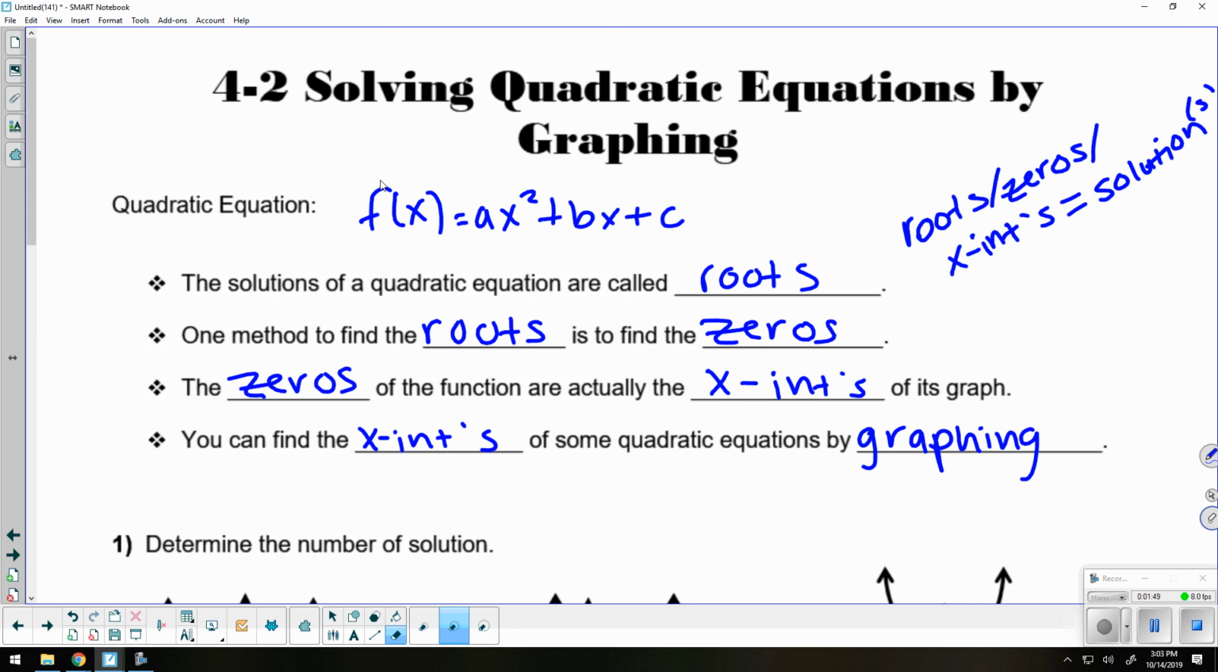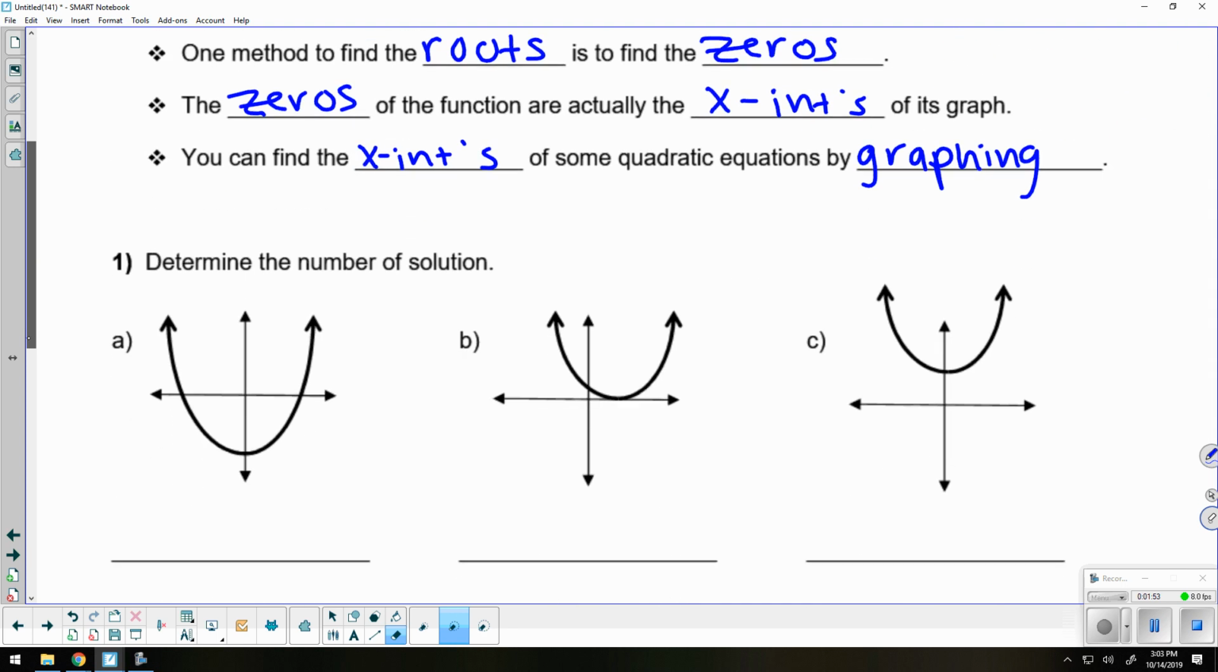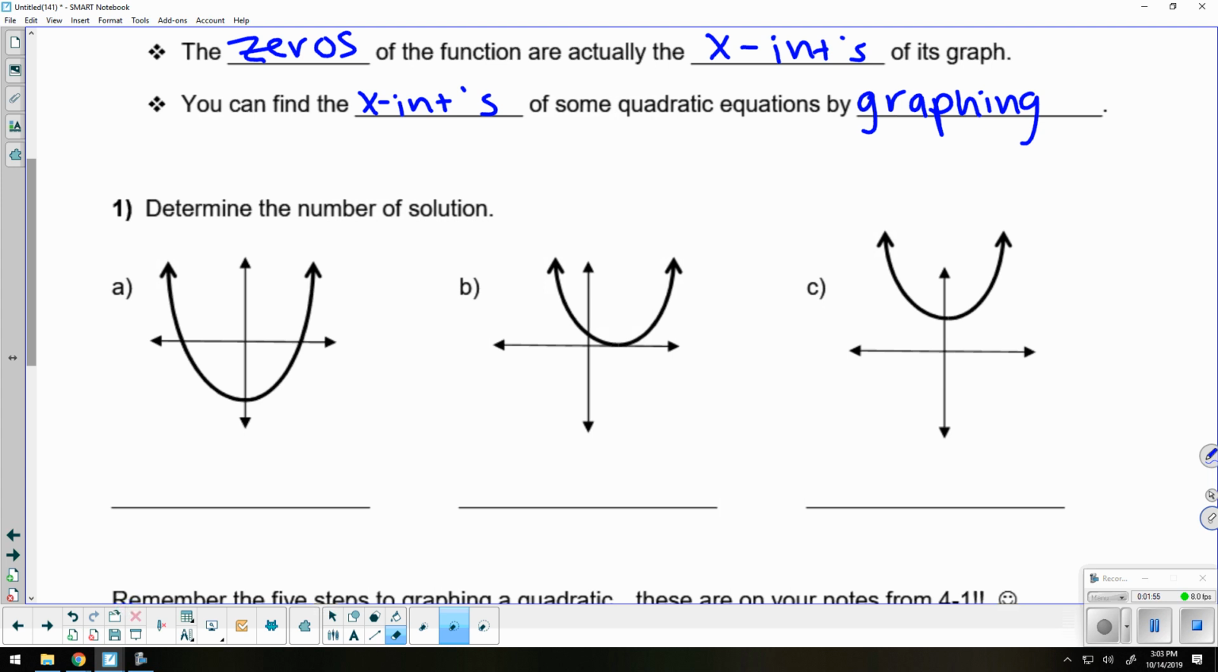As an example, it says to determine the number of solutions each one would have. Looking at the first parabola, you're trying to identify where it crosses over the x-axis and how many times. This is our x, this is our y. This one crosses the x-axis in two spots, so it would have 2 solutions.